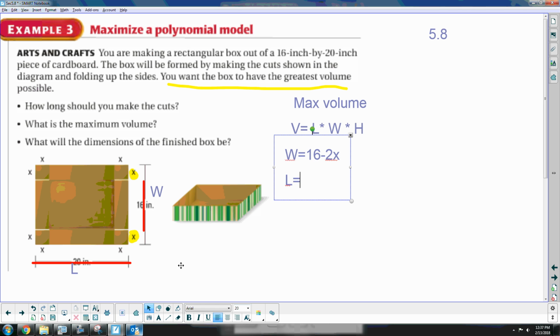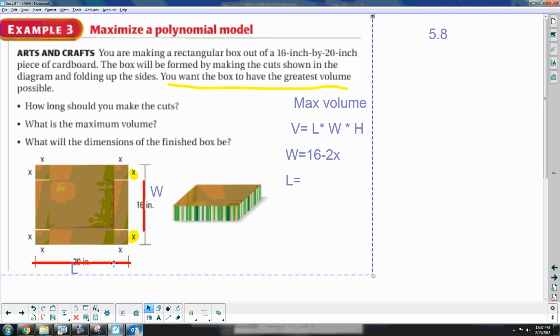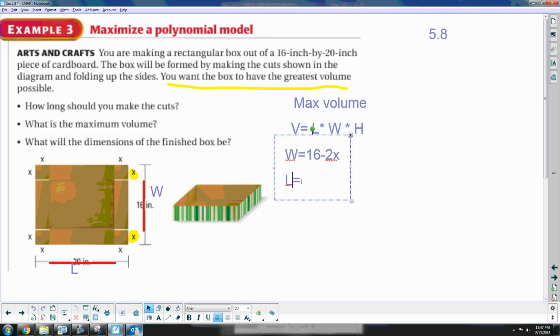Same idea with the length. It's not going to be this whole 20 inches. We're going to cut out x inches here, and we're going to cut out x inches here. So the length of our box is going to be 20 minus 2x. And then lastly, the height of our box. This is going to be our height right here, and that actually is going to be the value of x.